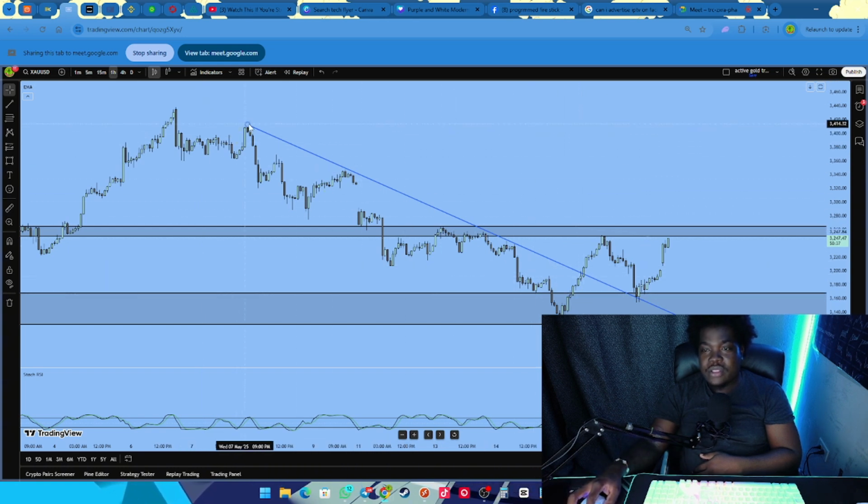So you see how it turns around here, it turns around here, it turns around here, it turns around here, and then eventually it breaks. So we could clearly see the market break. And then the market came and retested it here and then it continued on. So it held the line.